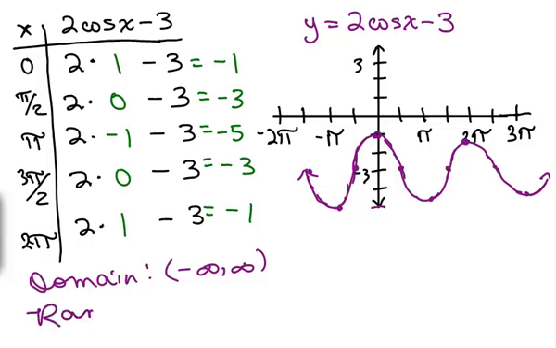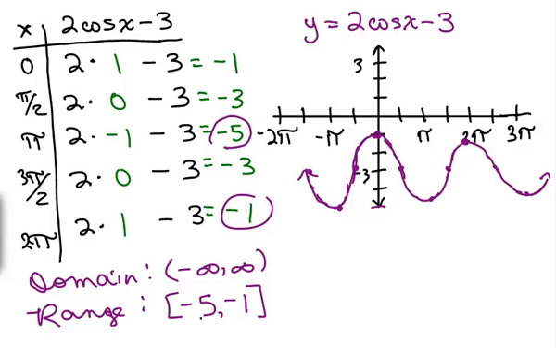But what about the range? What do the y values go in between? Well, the very bottom is down here at negative 5 and the very top is up at negative 1. So it goes in between negative 5 and negative 1. When you do interval notation, you always want to have the smallest number on the left, the bigger number on the right. Don't write the negative 1 first.